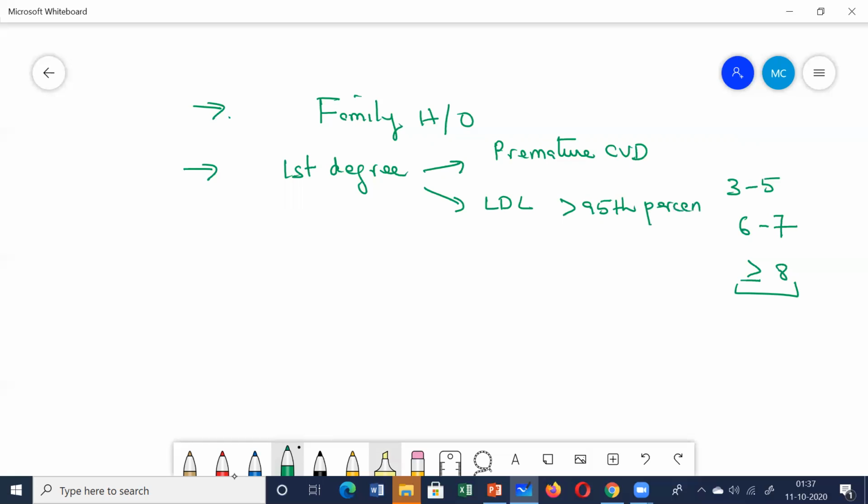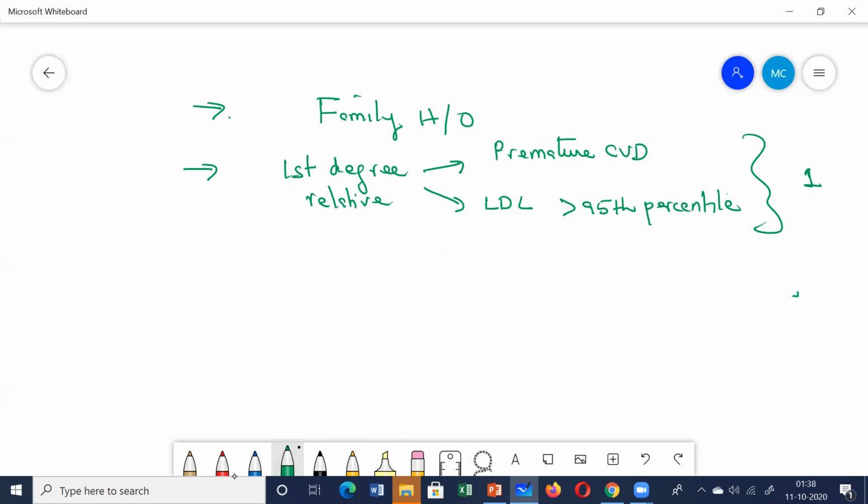So in both these cases, we give them 1 point. If the patient has a first degree premature relative, so if either of these is present, we say it is 1 point, because either or is present.